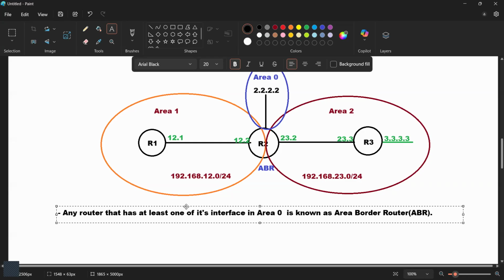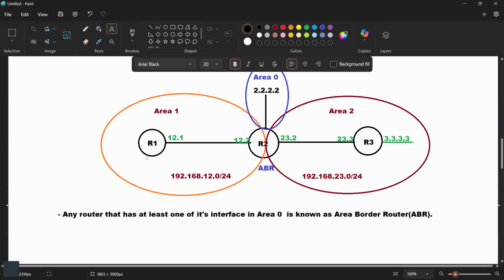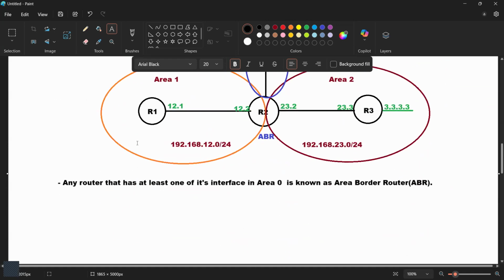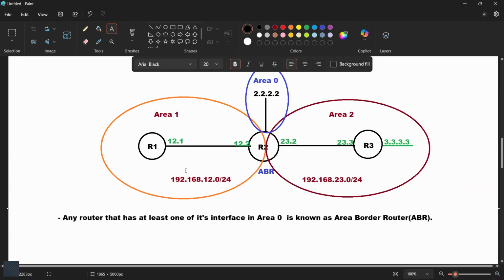Yes, if you configure it, at that moment R1 can communicate with R2. But you are asking, what if I configure area 0 on R1? This is what you're trying to say. So in that scenario, what will happen?